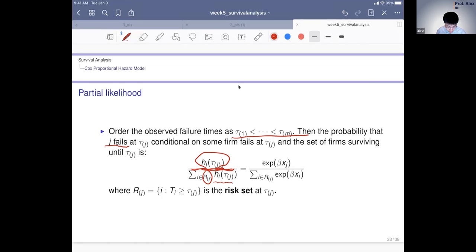Because these H functions, the hazard rates, are all proportional, this just equals the ratio of the exponential of beta XJ divided by the exponential of beta XI summed up all together.